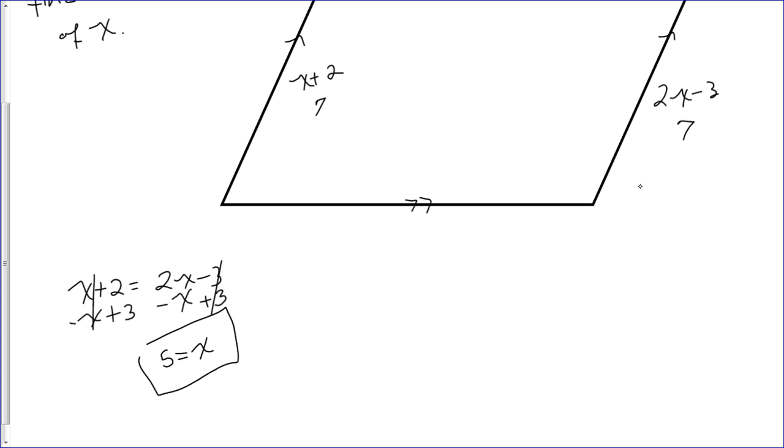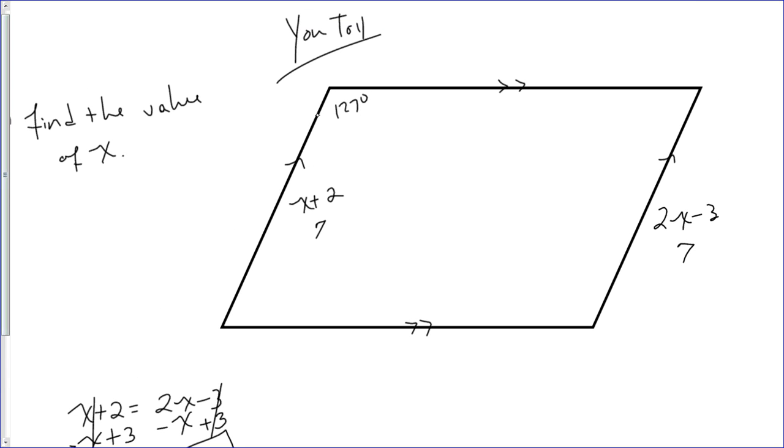Alright, so a few things. Parallelogram: opposite sides parallel and congruent. Opposite angles congruent. Consecutive angles supplementary. This isn't a U try, but let's just think about it. If this is 127 degrees, what's this angle over here? We'll call it y.